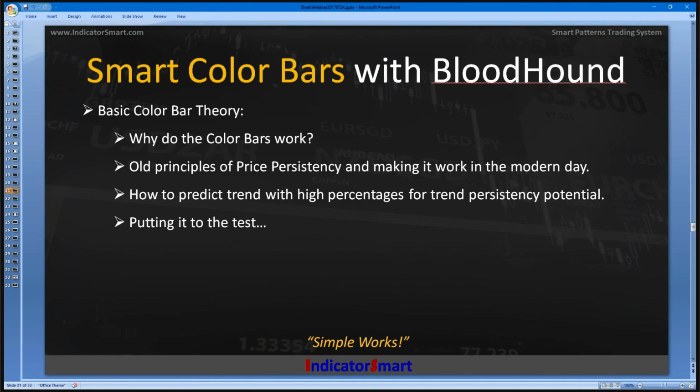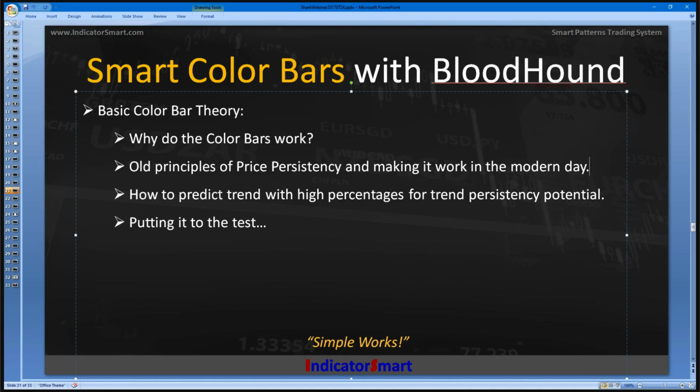So, basic color bar theory. Why do the color bars work? Well, because it's filtering the noise out of the trend. And it makes it possible to predict the next bar at a high percentage rate, based on that old principle of price persistency or autocorrelation, etc. And we're making it so that we can use it in the present day. We used to be able to do it 25 years ago without any filtering at all.